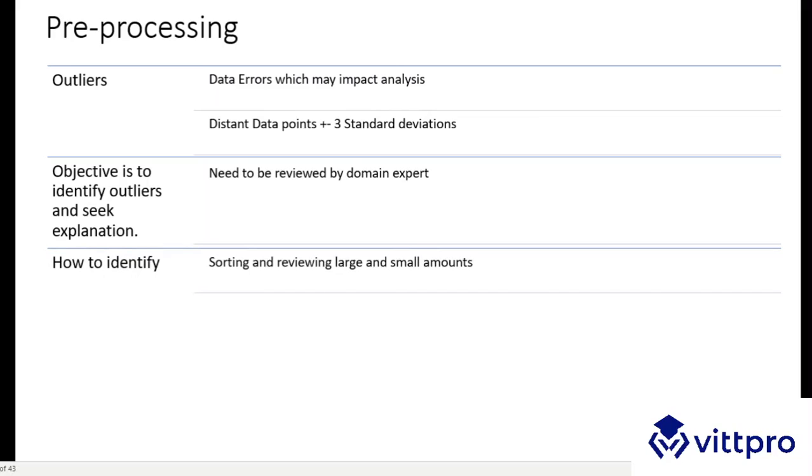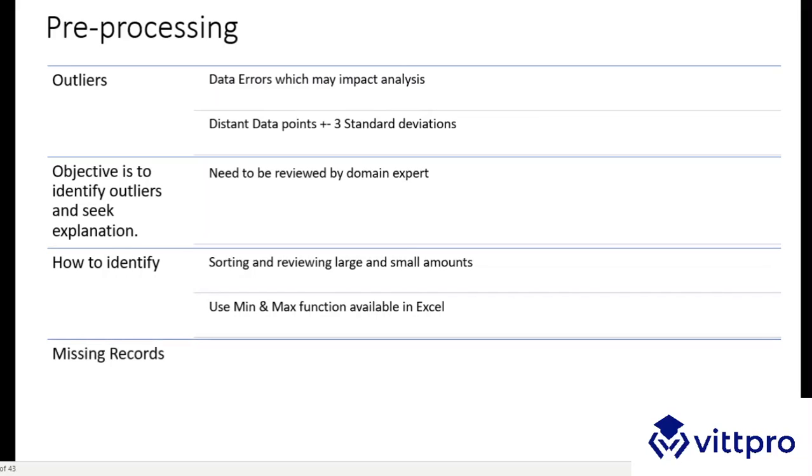There are some simple ways. One simple way is to sort by largest and smallest item. Sort by descending, you get the largest amount. Sort by ascending, you get the smallest amount, and then you will know what the distant points are, right? That's the easy way. Or use the minimum and maximum functions available in Excel. You can do that and try to identify the outliers. If there is no outlier, then it is okay. If there are outliers, you may want to get an explanation and know how many of them there are.